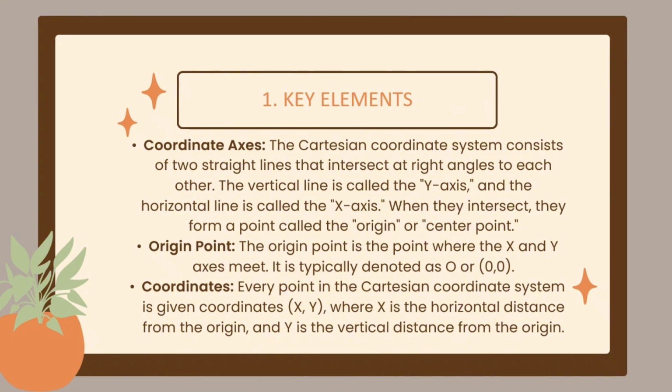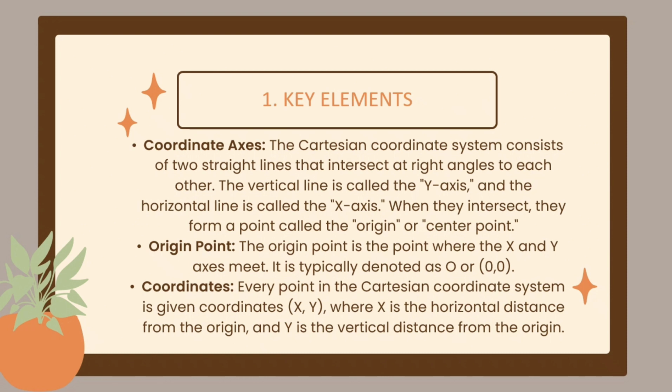First, key elements. Coordinate axes. The Cartesian coordinate system consists of two straight lines that intersect at right angles to each other. The vertical line is called the y-axis and the horizontal line is called the x-axis. When they intersect, they form a point called the origin or center point. Origin point. The origin point is the point where the x and y axes meet. It is typically denoted as O or (0, 0).